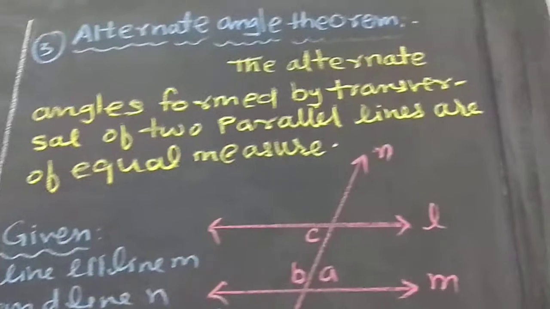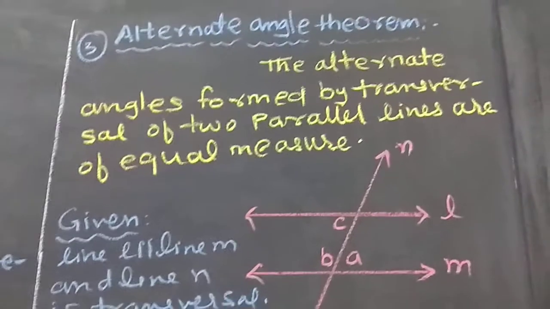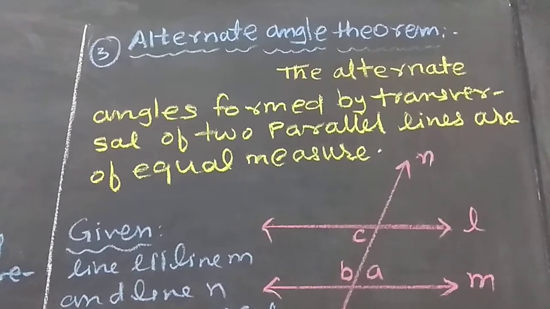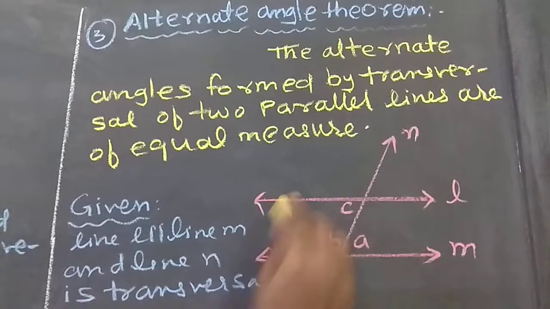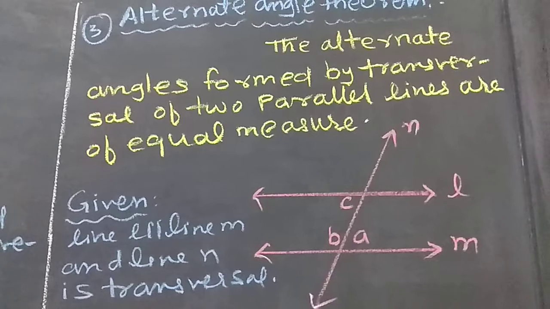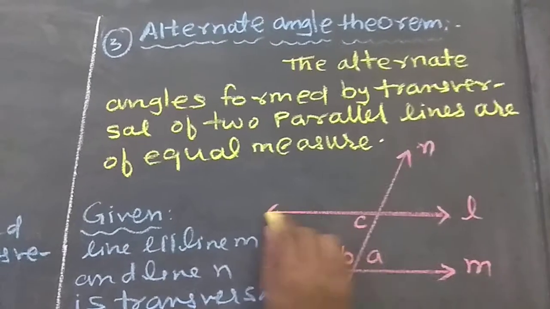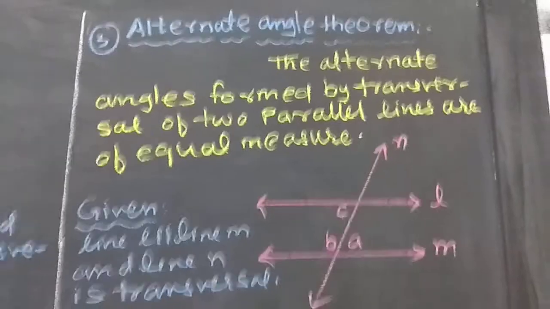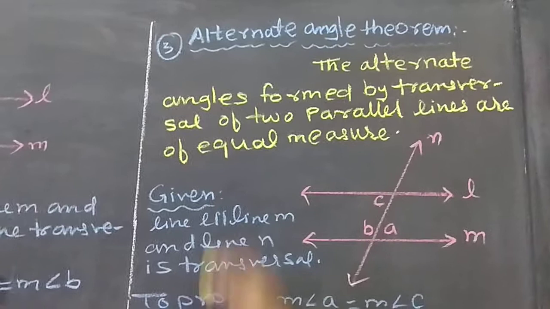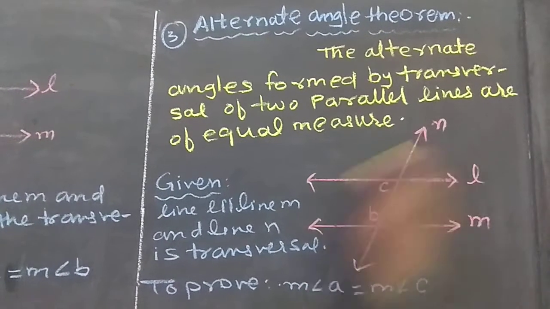थर्ड वन, अल्टरनेट एंगल थ्योरम. आपको पहले ही बताया जा चुका है अल्टरनेट एंगल क्या होता है: अगर दो पैरेलल लाइन हैं और उससे कोई ट्रांसवर्सल इंटरसेक्ट करते हुए जा रहा है, तो जो जेड के शेप में फॉर्म होते हैं उसे हम अल्टरनेट एंगल बोलते हैं. ठीक है, तो आप देख सकते हो यहाँ पे जेड के शेप में एंगल C एंड एंगल A फॉर्म हो रहे हैं. सेम कंडीशन दी गई है कि लाइन L पैरेलल लाइन M एंड N इज ट्रांसवर्सल.